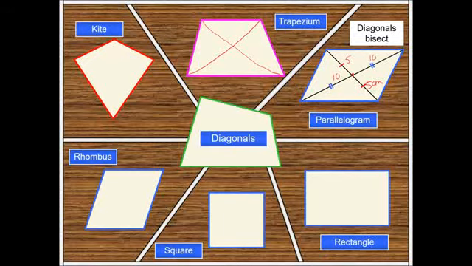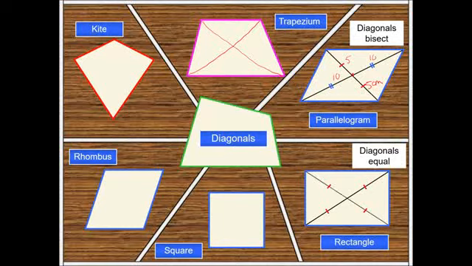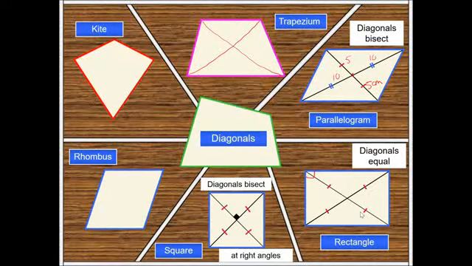Okay, so what's going to happen in a rectangle? Well, a rectangle is a parallelogram, so the diagonals will also bisect each other. But since there are 90-degree angles here, it means the diagonals are equal in length. The square is also a parallelogram, so the diagonals bisect each other. And the diagonals are equal, since the square also has 90-degree angles. But there's something special happening here. These diagonals bisect each other at 90-degree angles.